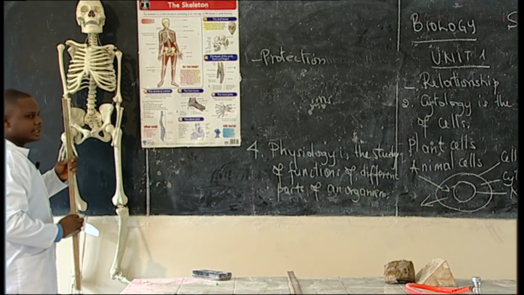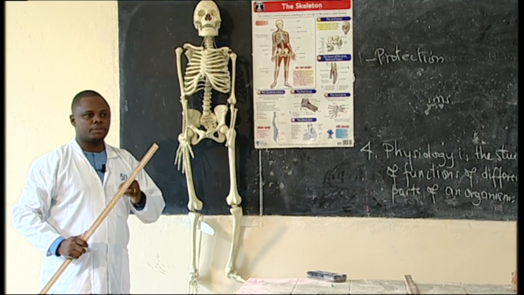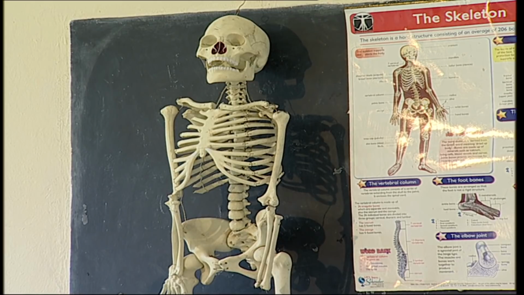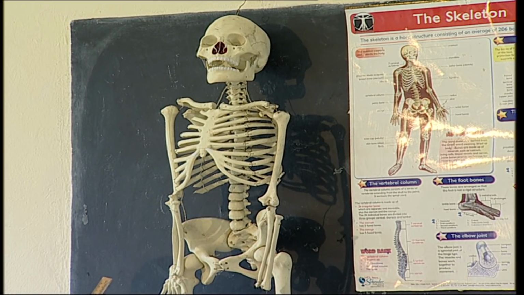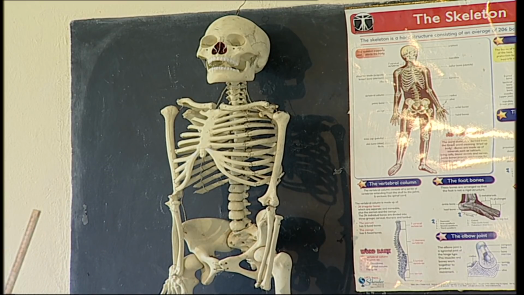Whereby this skeleton will protect internal delicate organs of the body. Take an example, the cranium will protect the brain. Ribs will protect internal delicate organs like heart and lungs. Another function of the skeleton is to give shape to the organism.